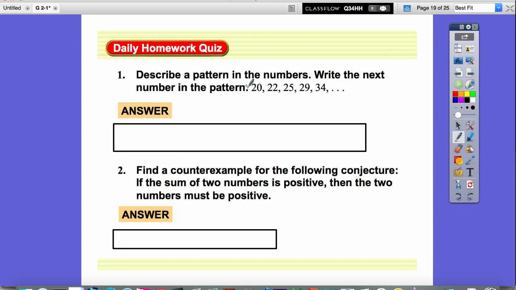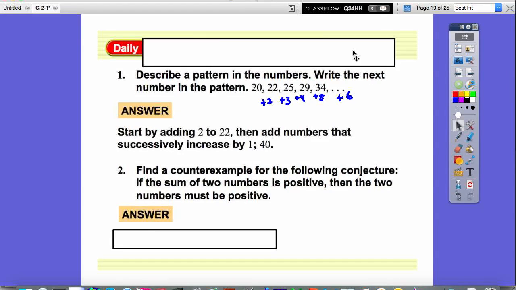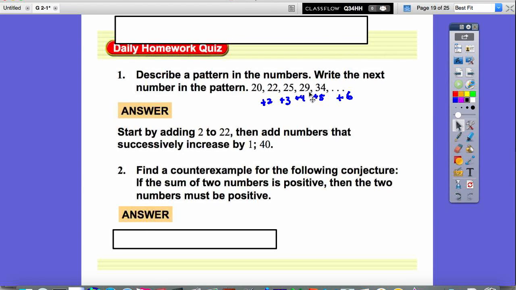So now it's time for the daily homework quiz. Describe the pattern in the numbers, write the next number in the pattern. So you can see here you're increasing by 2, then 3, then 4, then 5. So I'm going to assume that next week we continue to increase by 6 and we would be at 40. Once again, notice this is not a geometric or an arithmetic sequence. There is a pattern, though, to this increase. If we were going back to algebra, this pattern would not be linear. We don't need to know that right now. We just need to understand that there is a pattern.